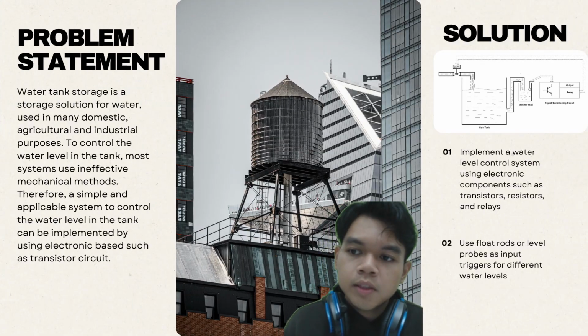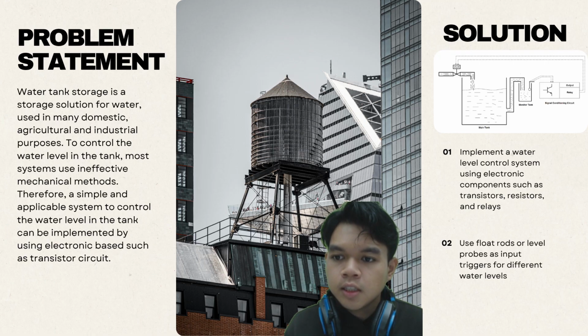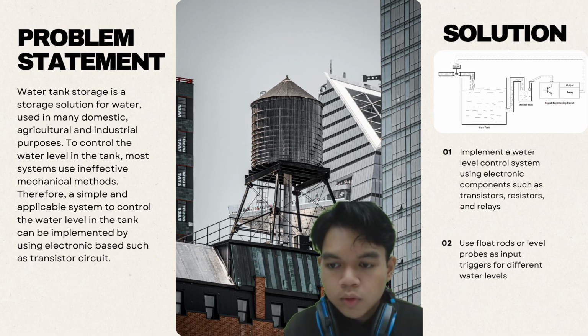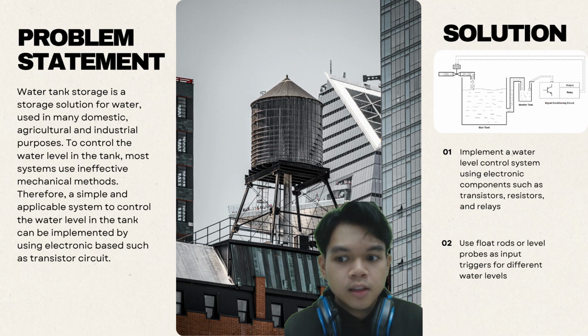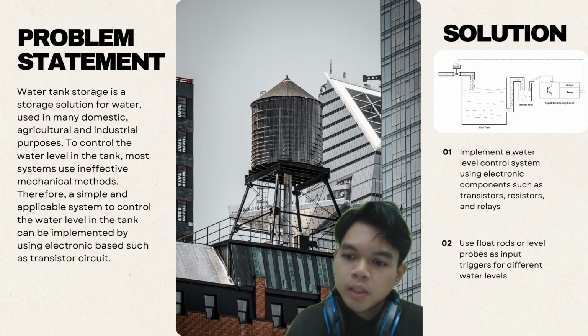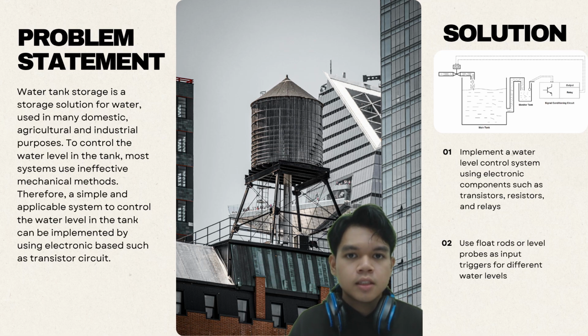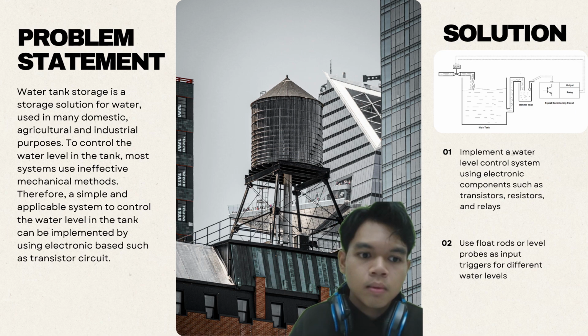So for our problem statement for this mini project, water tank storage is a storage solution for water used in many domestic, agriculture and industrial purposes. Therefore, to control the water level in the tank, most systems use ineffective mechanical methods. A simple and applicable system to control the water levels in the tank can be implemented by using electronic bases such as a transistor circuit.